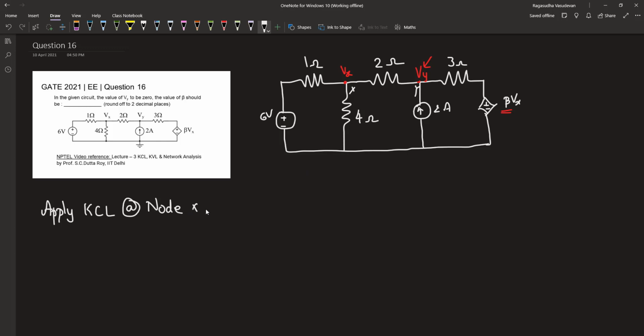At node X, we are going to apply Kirchhoff's current law. So, 6 minus Vx divided by 1 ohm is the incoming current considered, and there are 2 outgoing currents. One is this current and the other one is this current. This current is considered to be incoming current. Therefore, the sum of outgoing currents is Vx minus Vy divided by 2 plus Vx divided by 4.